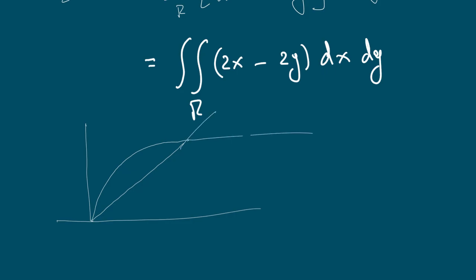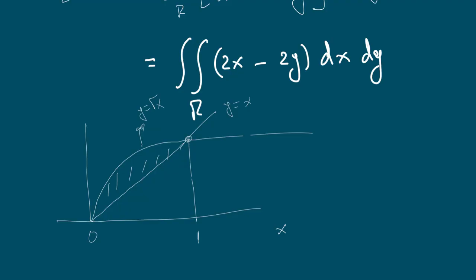This point is the point x equal 1. This is the point x equal 0. This is the curve y equal x. And this one is the curve y equal square root of x. And we have to do a double integral over the region that is here.